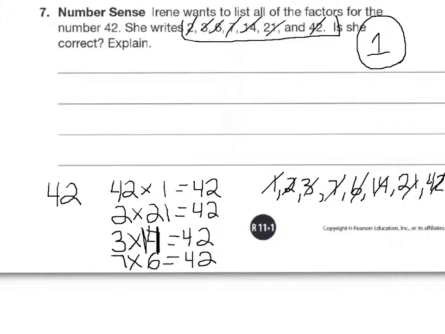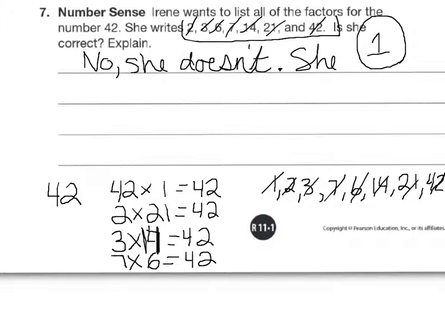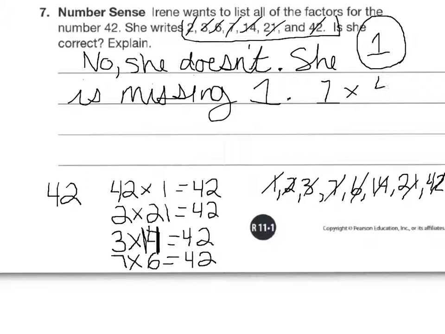So now you would explain, no, she does not. She is missing 1. And a lovely answer would be if you added 1 times 42 equals 42.